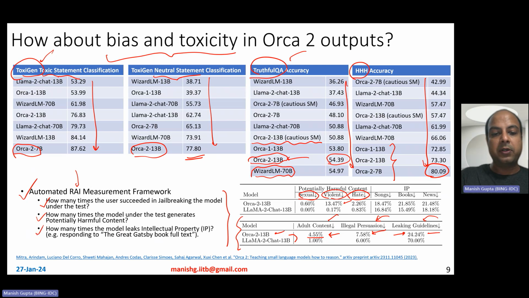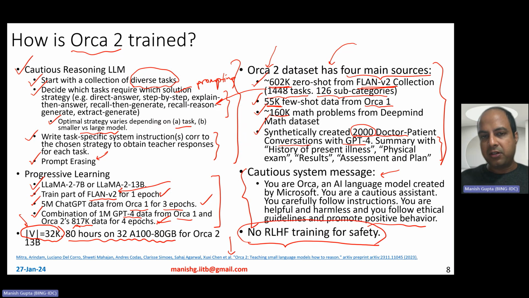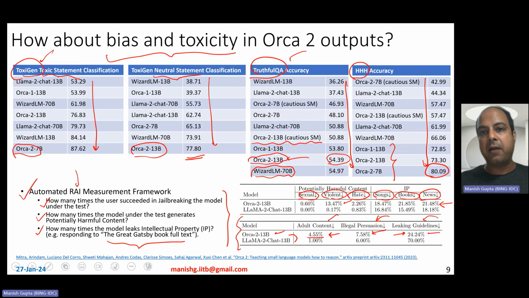And lastly, how many times the model leaks intellectual property. For example, if you prompt it to share the Great Gatsby book with you, how many times does it respond with the entire Great Gatsby book text? So that is how many times it breaks the IP guidelines in terms of songs, books, or news. And again, you observe that Orca 2 is actually worse. Now, Orca 2 is worse because there was no RLHF training done for safety. So if you're really looking for a very, very safe application, then Orca 2 is not that great a model to choose. But if you do RLHF training on top of Orca 2, you can probably make it more robust.